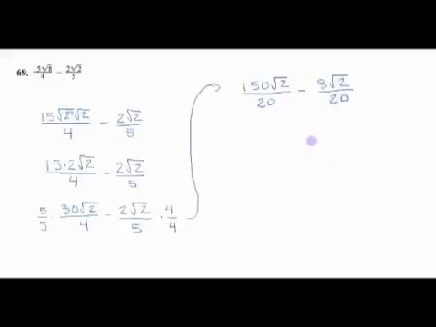Now I have a common denominator. I have like radicals on the top, so I can go ahead and subtract. I get 142 square roots of 2 over 20. Now I see that this and this, they're both even. So I can go ahead and take a factor of 2 out of them. So I have 2 goes into 20 10 times, 2 goes in 142 71 times. So that gives me a 71 square roots of 2 over 10 as my final answer.